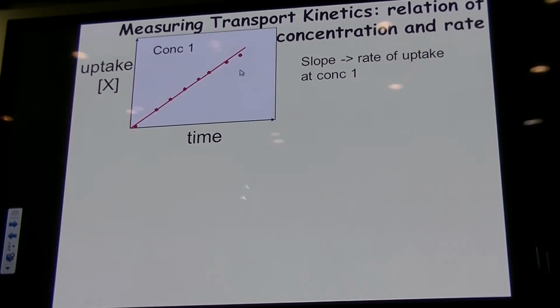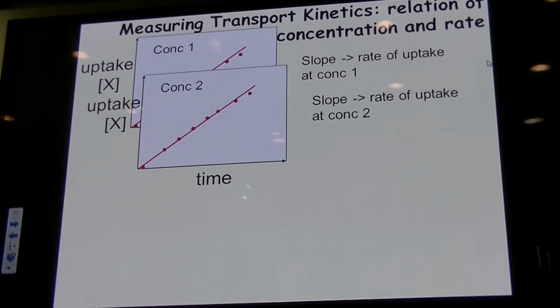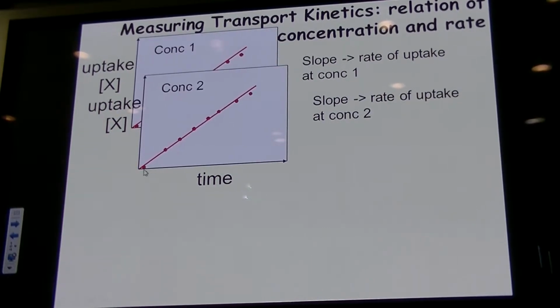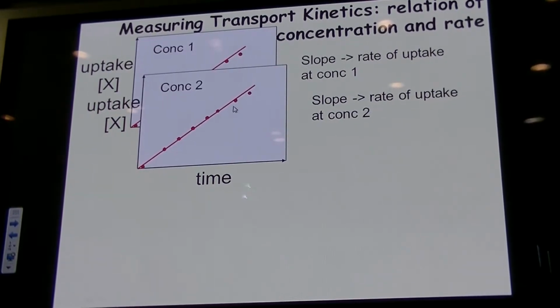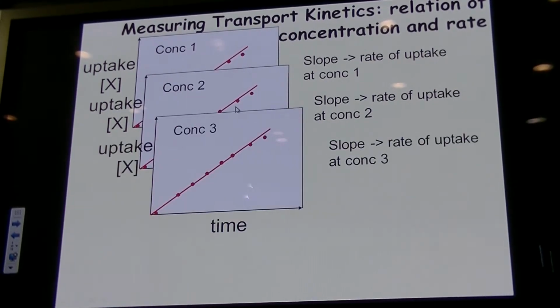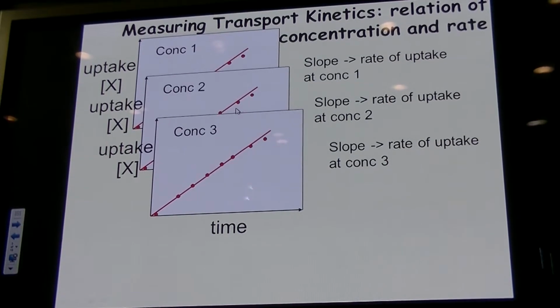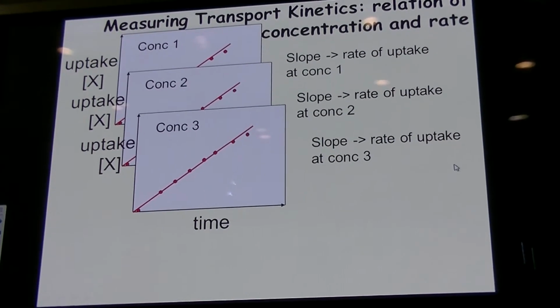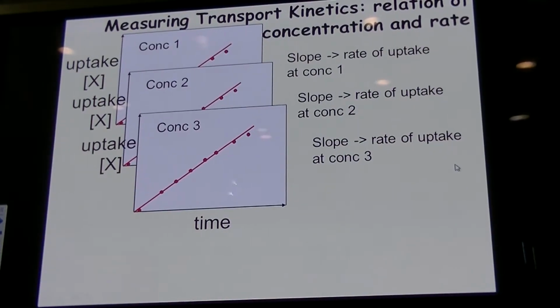Now we do this again, but we change the concentration of the molecule X, the substrate concentration. Do it again. Measure the uptake, we get the slope there. We have the amount of molecule taken up as a function of time. The slope here is the uptake rate, now at a second concentration. And we repeat this at another concentration on and on. In the end, we have measured the rate of uptake at a different set of concentrations.